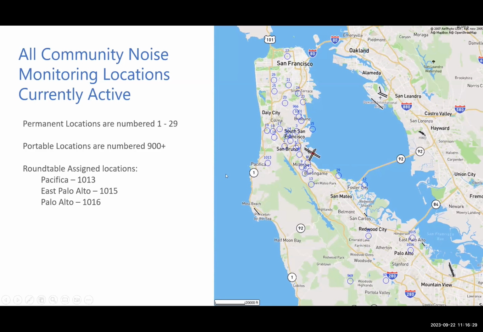You'll see 1013 down here in Pacifica on the coast. And then if you slide down towards the Dumbarton Bridge, 84 there on the bay, you'll see East Palo Alto, Palo Alto, and then working back west again, you'll see 978 in Portola Valley and 969 in Woodside. Those last ones, 969 and 978, and also the Brisbane locations, are very old locations. We are looking to possibly sunset those.